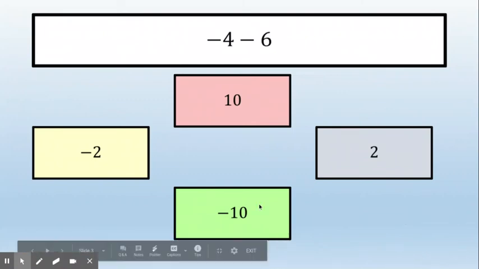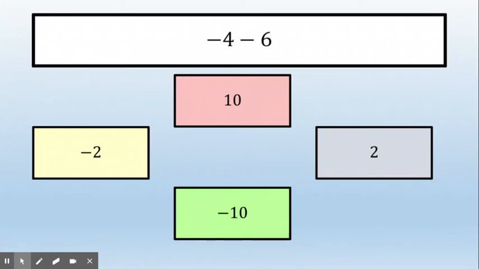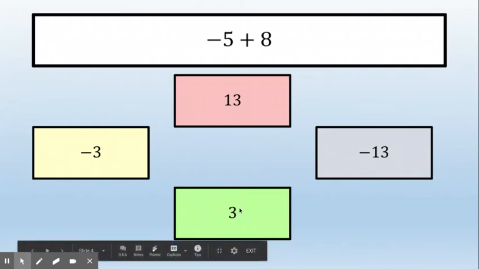The correct answer was -10. They're both negative, so we're adding and keeping that negative sign. Next one, 3, 2, 1. The correct answer is 3. -5 plus 8 is the same thing as 8 minus 5, which would give you 3. You want to subtract, and then the answer would be positive.